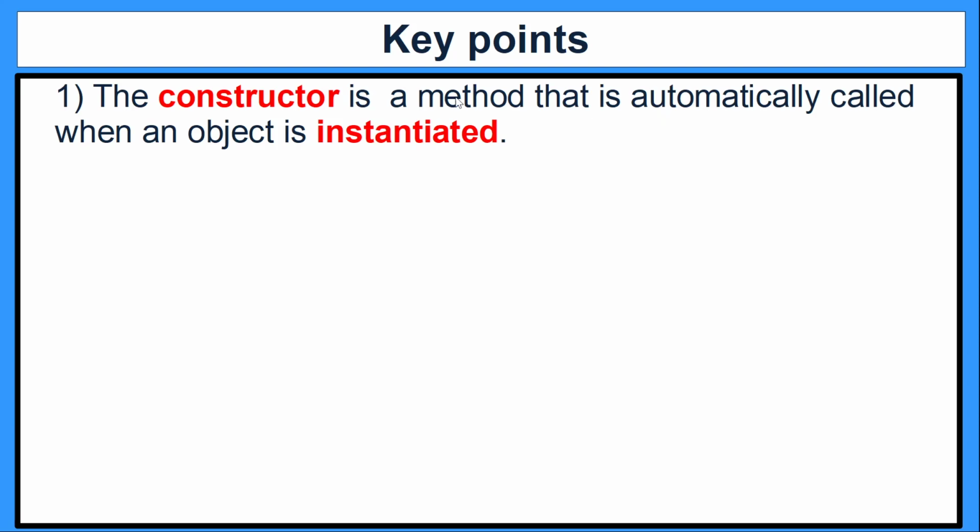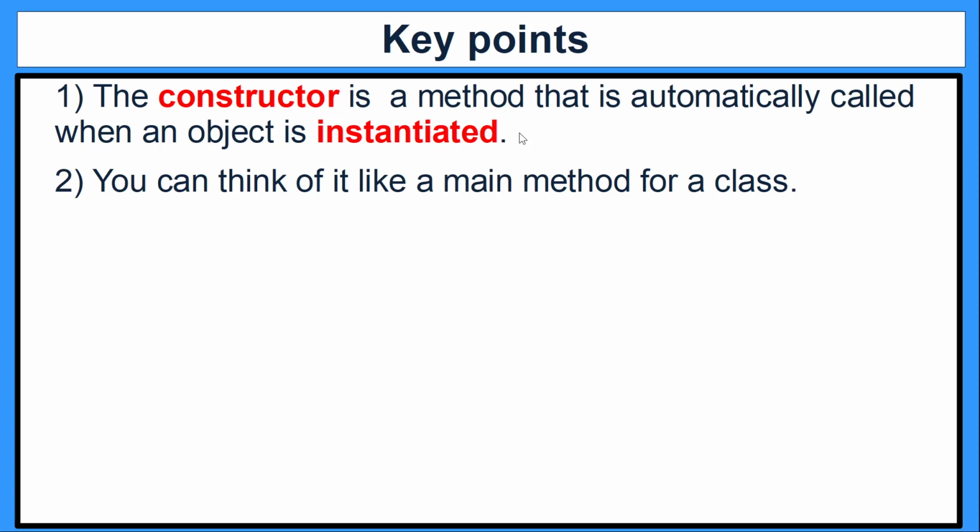So the constructor is a method that is automatically called when an object is instantiated. If you don't know what this keyword means, I would suggest you look at the first video in this series, which teaches you the important keywords that you will need to remember for the exam. A good way of thinking about a constructor is like it's a main method for a class. What this means is that it's automatically called when the object is created.